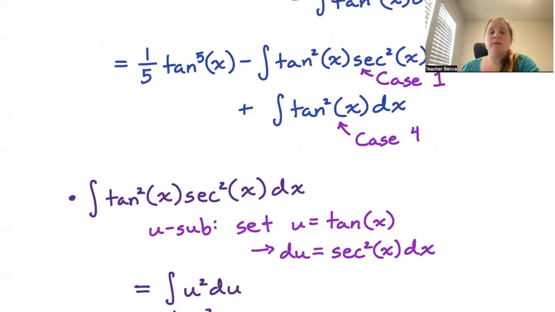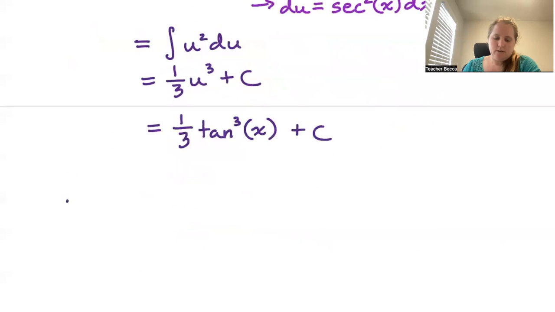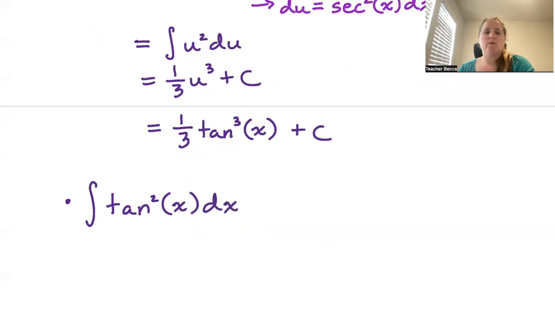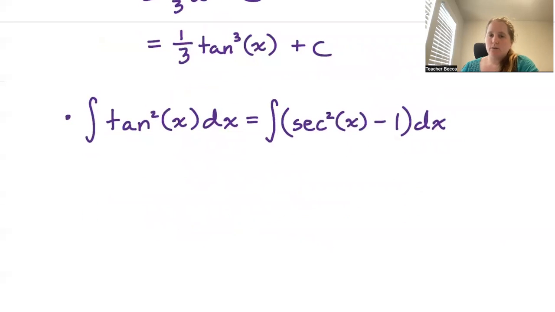The other integral we needed was the integral of tangent squared of x dx. So we have the integral of tangent squared of x dx. We are one more time going to apply the fact that tangent squared is secant squared minus 1. So we have secant squared of x minus 1 dx. Integral of secant squared is just tangent of x. Integral of -1 becomes minus x, and then we have plus c.